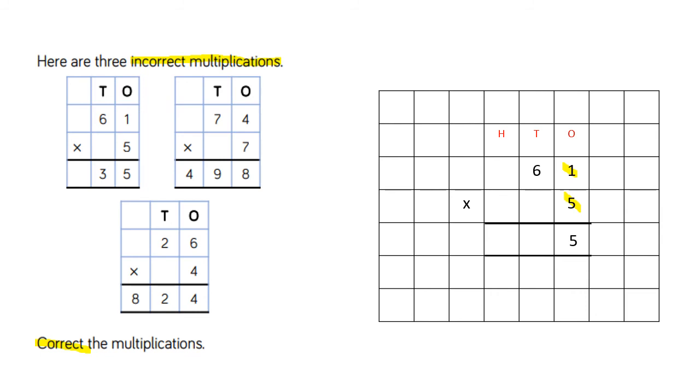And the next thing you need to do is multiply your 6 tens by your 5 ones. Okay, so we're going to do 6 tens times 5 ones. So 6 times 5 is 30, or 300 when we write it in the correct column. So the answer is 305. So what did they do wrong when they tried this question?